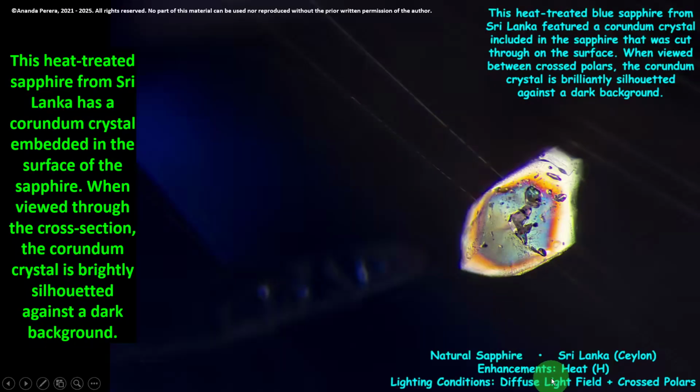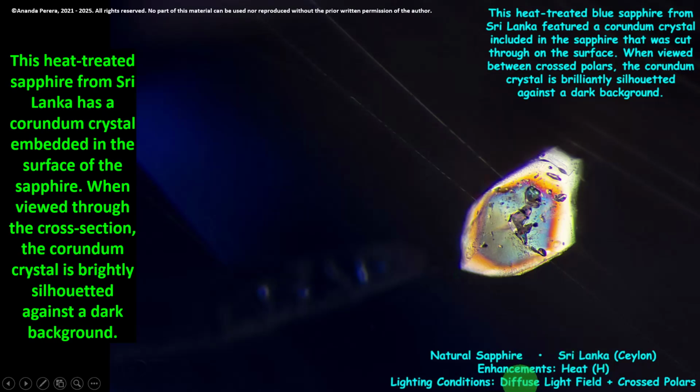So it tells us it is heated. The lighting condition here is diffuse light field plus crossed polars. Heat treated sapphire from Sri Lanka, a corundum crystal embedded in the surface of the sapphire. When viewed through a cross section, the corundum crystal is brilliantly shot against a dark background. So it is a double refractive pattern. So we can see it is heated sapphire stone from Sri Lanka.